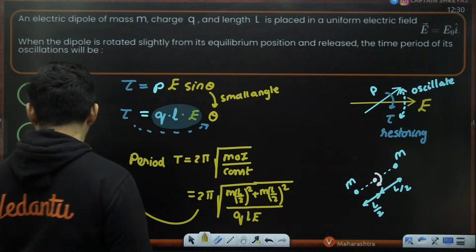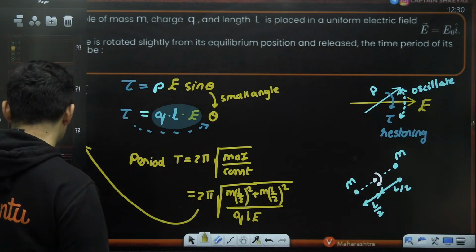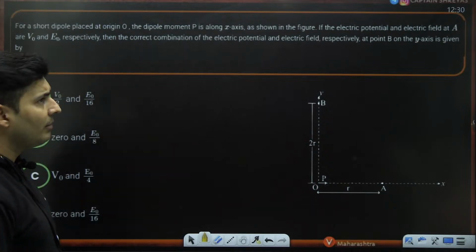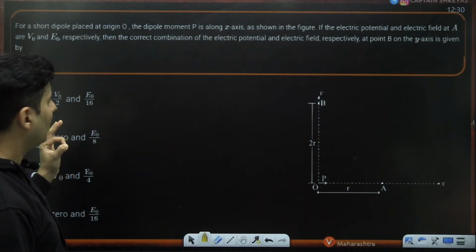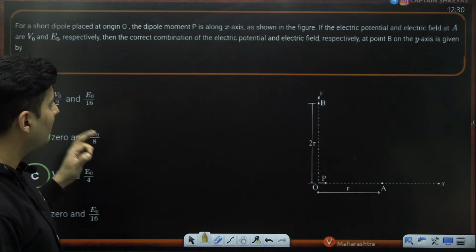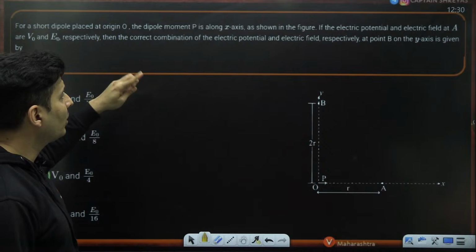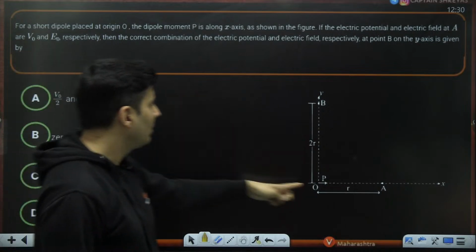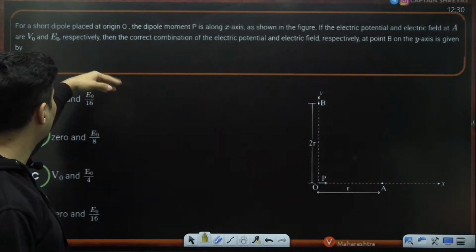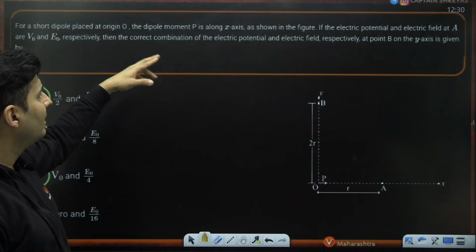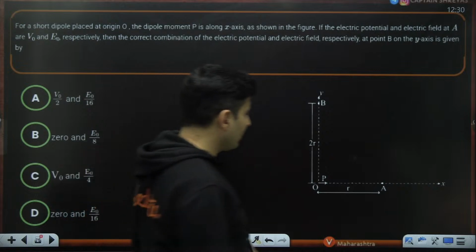Okay, cool. Let's go, guys, to the next question. For a short dipole placed at the origin, the dipole moment is along the x-axis, as you can see over here. The electric potential and field at point A are V naught and E naught. What is the correct combination of the potential and field at point B, where the distance is doubled?